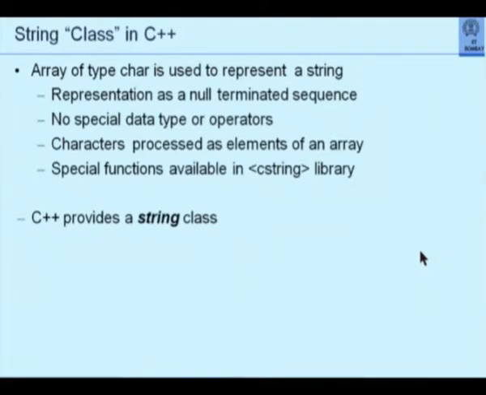We look at another class in C++ called the string class and the string library. This is completely different from the conventional library that we have been using, which is called what? C string. So we say include C string in our programs. This is the library that we use. And so far, how have we been representing strings? We represent strings as a null terminated sequence of characters stored in an array.